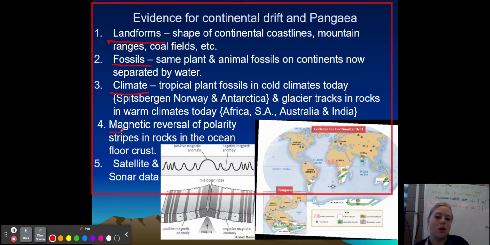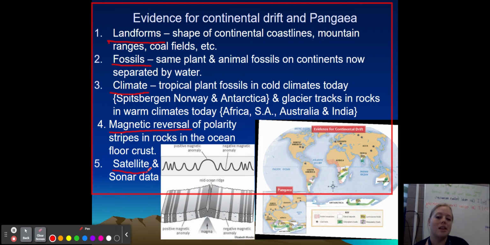Another one that we will talk about again another time is magnetic reversal of polarity stripes, and that is on the sea floor. We can see on the sea floor how things have collided and come apart and where the sea floor is actually spreading.